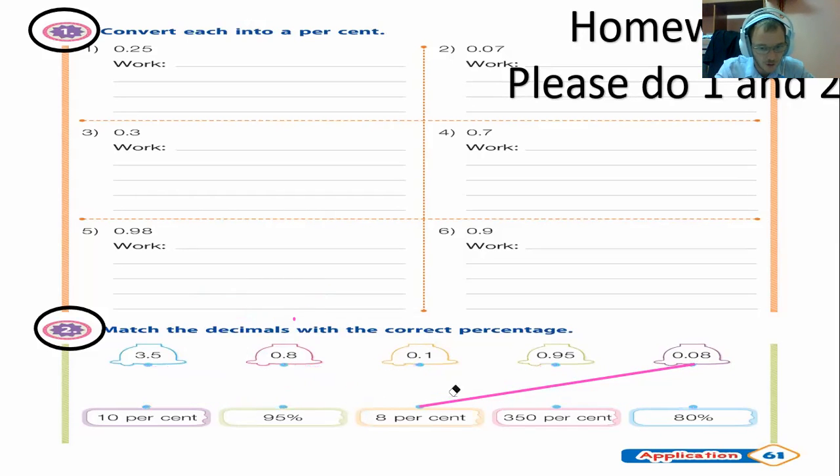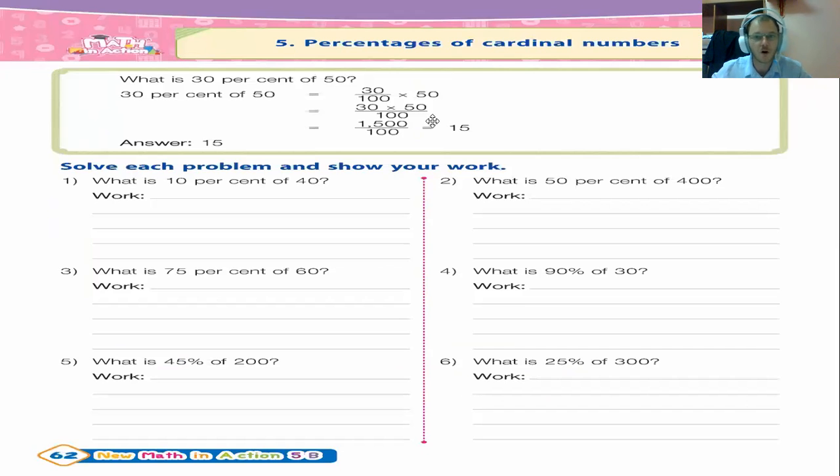So now we're going to move on with the next part. Now we're going to look at percentages of cardinal numbers. So what does that mean? It means we have a number and we have a percentage, but we want to know what is that percentage of this number. So in our BODMAS, we will use now the of. So we have the BODMAS: brackets, of, division, multiplication, addition, and subtraction. We are busy with the O of BODMAS.